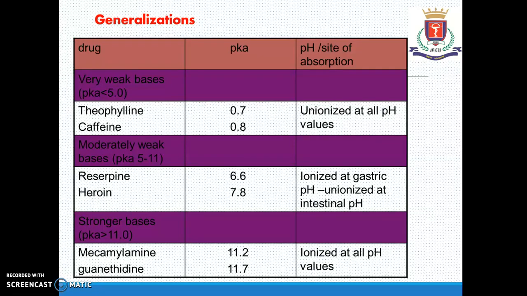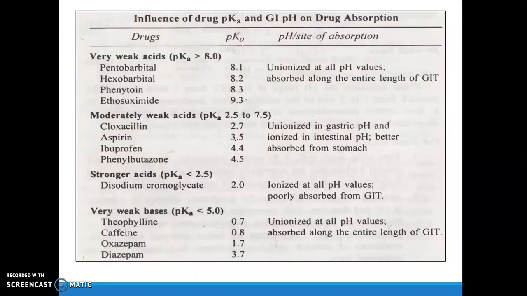Some examples: theophylline, caffeine, pKa value less than 1, unionized at all pH values. Moderate weak bases, pKa value 5 to 11. Reserpine, heroin, pKa value 6 to 7, ionized at gastric pH, unionized at intestinal pH. So the absorption window is known to you. Stronger bases, mecamylamine, guanethidine, pKa value more than 11, ionized at all pH values.